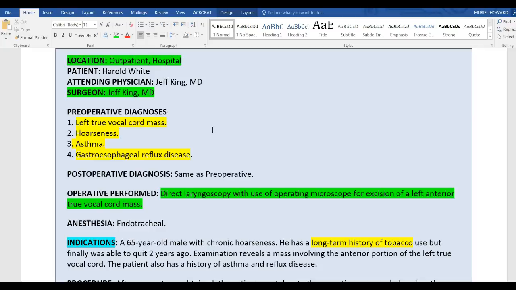Okay, so we have our preoperative diagnosis: left true vocal cord mass, hoarseness, asthma, gastroesophageal reflux disease. These are all the problems that the patient has, either chronic conditions or reasons for the services today. Gastroesophageal reflux disease is probably a condition that has appeared due to whatever's going on with the vocal cords, and we'll get into that a little bit later. Asthma is a chronic condition.